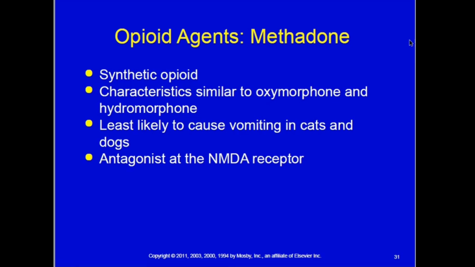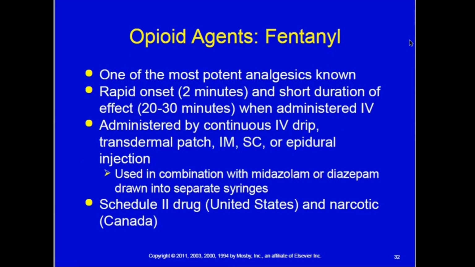It acts as an antagonist at the N-methyl-D-aspartate receptor. Coming to synthetic opioids, the most commonly used opioid is fentanyl. It is one of the most potent analgesics known.